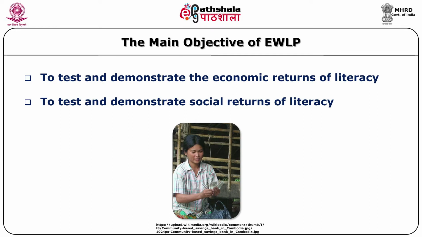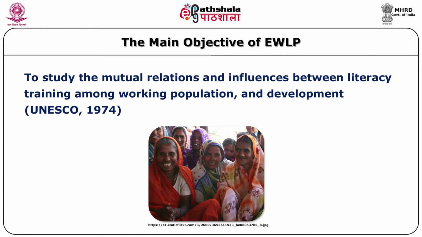Let us look at the objectives of this experimental world literacy project. The main objectives of experimental world literacy project were to test and demonstrate the economic returns of literacy, to test and demonstrate social returns of literacy, to study the mutual relations and influences between literacy training among working population and development.